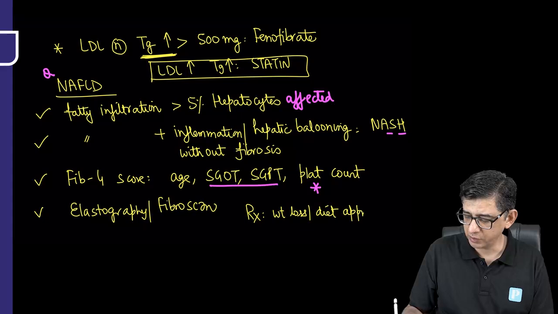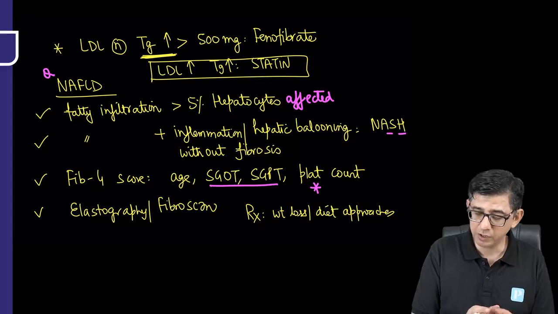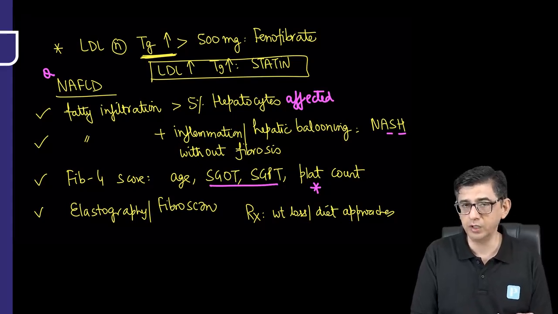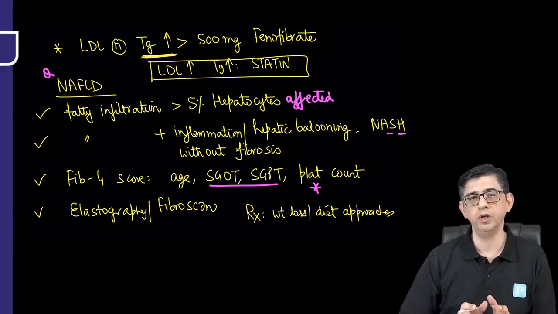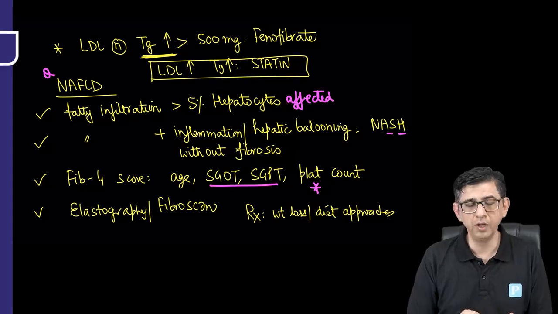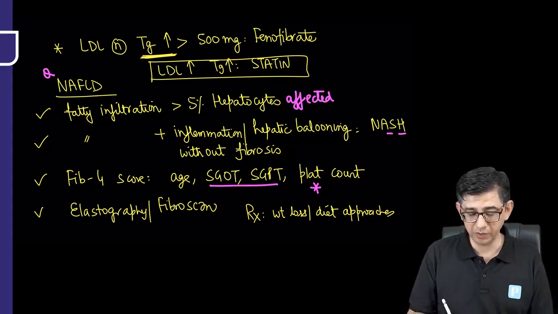Diet approaches and weight loss are the primary way to manage this patient, though some studies do mention the role of pioglitazone. So weight loss and diet approaches are the ones. There is no FDA approval according to the 21st edition of Harrison, though there are a couple of clinical studies in which pioglitazone has been used with decent results in non-alcoholic fatty liver per se.